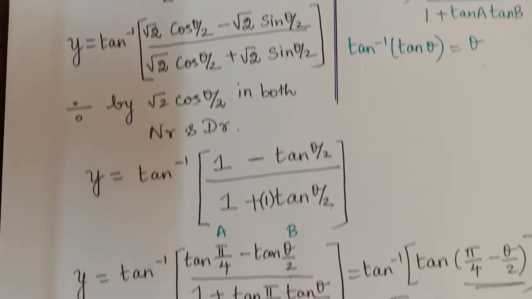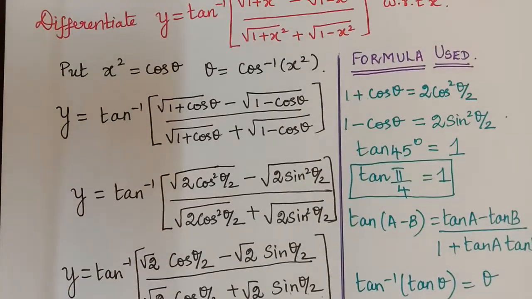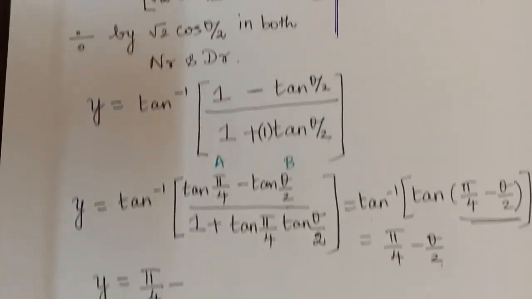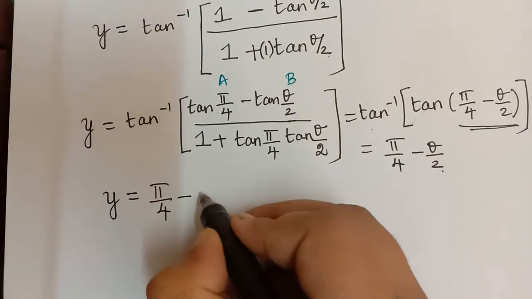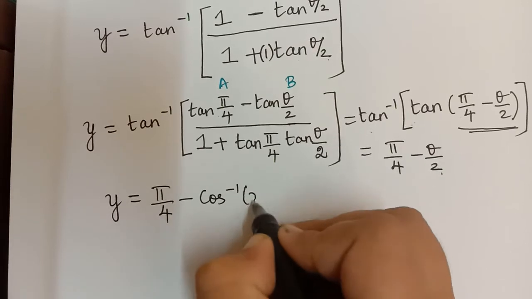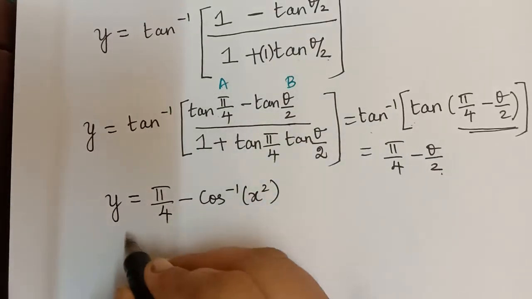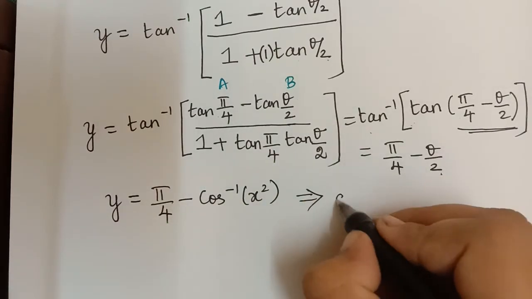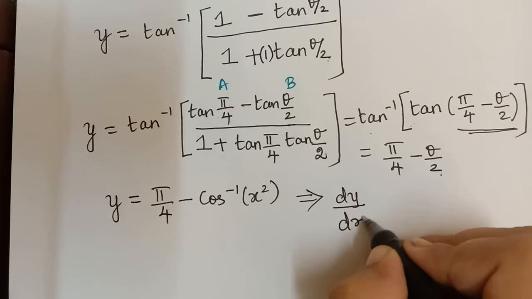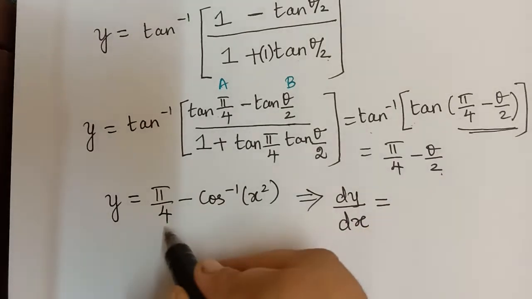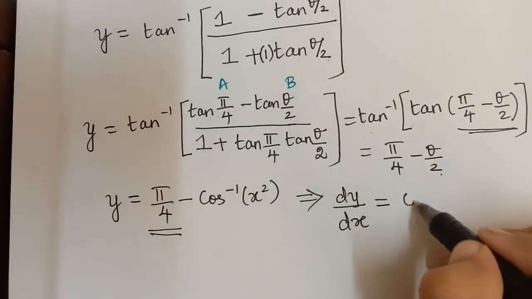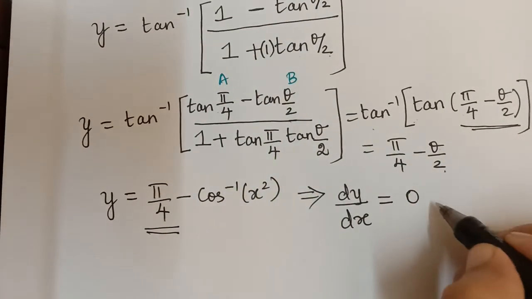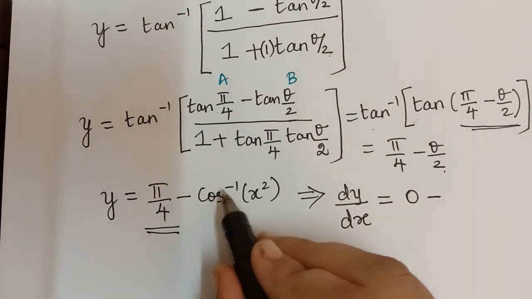But what is theta? Theta is equal to cos inverse of x square. So when we make this substitution here, it will be pi by 4 minus cos inverse of x square, divided by 2. Now we have to differentiate on both the sides with respect to x. So what will happen after differentiation? dy by dx will be equal to, the differentiation of pi by 4 will be 0 because it is a constant, minus the differentiation of cos inverse.